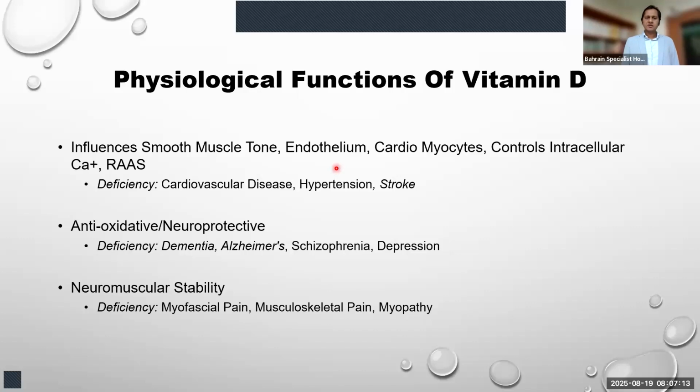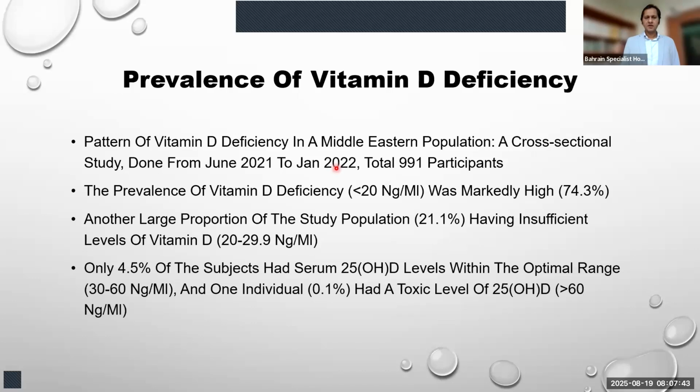Then it also influences the smooth muscle tone and cardiac myocytes, and controls intracellular calcium. So here the deficiency may lead to some cardiovascular diseases. It also acts as an antioxidant and is neuroprotective, so deficiency may lead to Alzheimer's and dementia. Then neuromuscular stability: it has been incorporated in the strength of the muscles. So the deficiency may lead to myopathy or weak muscles, especially in elderly persons.